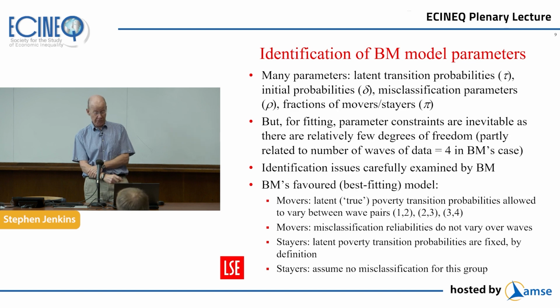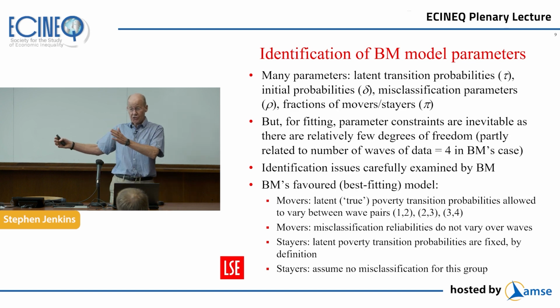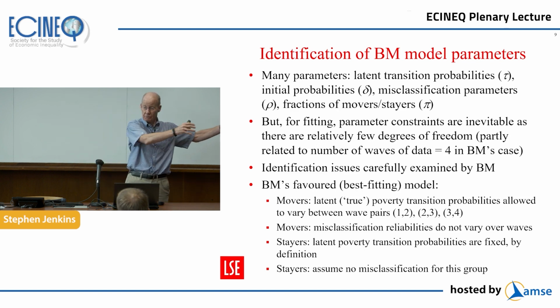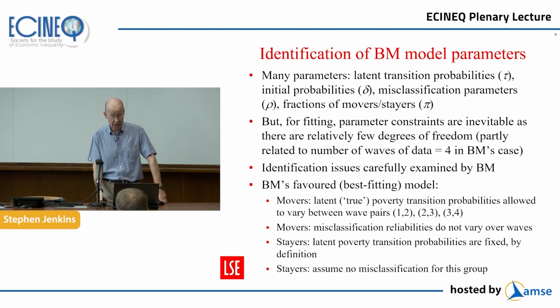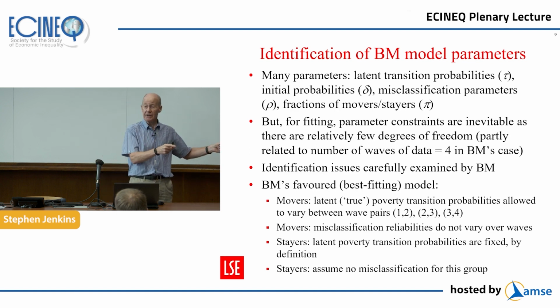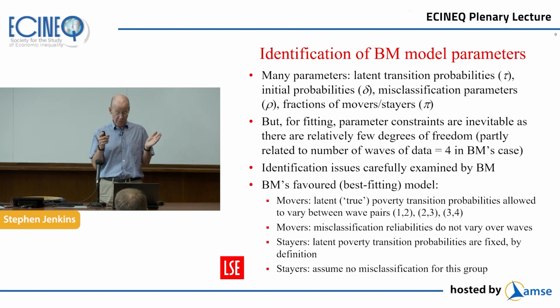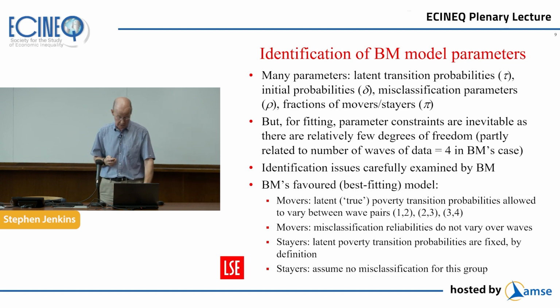Essentially their best fitting model, and the one I'm going to go forward with, the one that people have used most before, is that you allow the poverty transition probabilities to change from wave to wave. Okay, so that the concepts of substantive interest are allowed to change. On the other hand, for movers, their misclassification reliabilities do not vary. So in a sense, the measurement process is staying the same over time. Stayers, as I said before, basically their true transition probabilities are fixed by definition, and there's no misclassification for them. So really quite strong restrictions that are in their best fitting model.